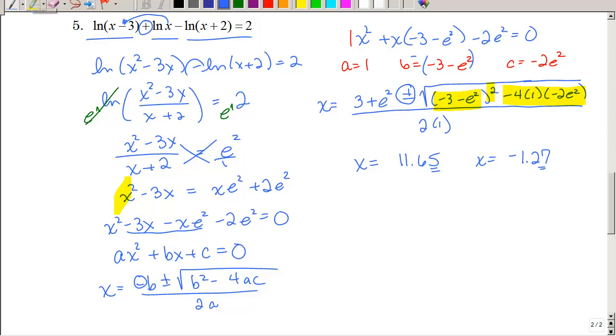Still not done, because now we have to check our answer back into the original problem. So if I take 11.65 and subtract 3, that's going to be positive. That's okay. Here, that's still positive. And if I add plus 2 to 11.65, that's definitely going to be okay to keep. So that's a keeper. Well, what about this one? Well, if I put a negative 1.27 in here for x, then I'm trying to take the natural log of something negative, which I cannot do. So that's an extraneous solution. So take it a step at a time with your calculator. If you need help, we'll go over it in class.